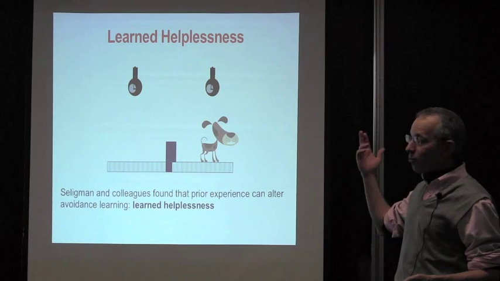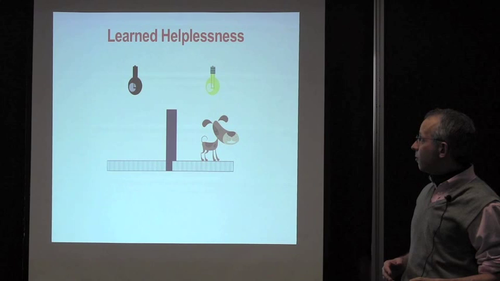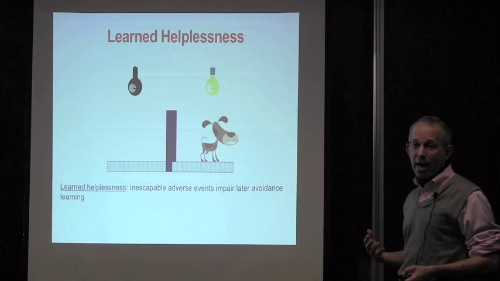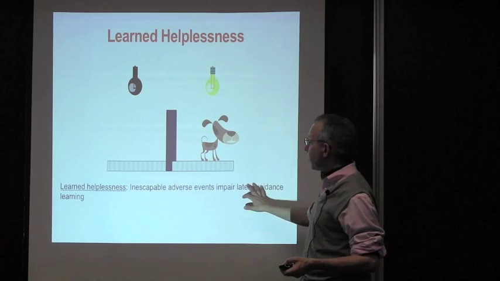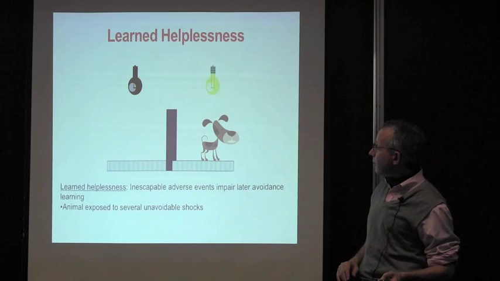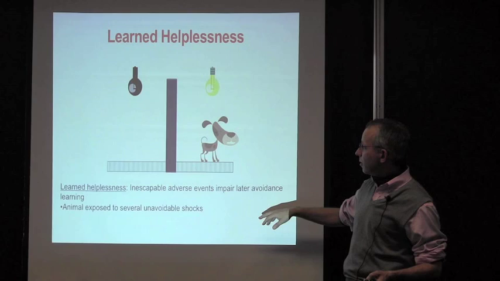But you could raise the barrier high enough that the animal can't get over it. Then if you present this cue and you shock it, eventually the animal will give up on learning all sorts of associations. So inescapable adverse events impair later avoidance learning. The idea is that the animal is exposed to several unavoidable shocks.